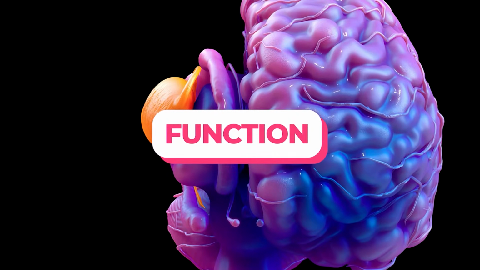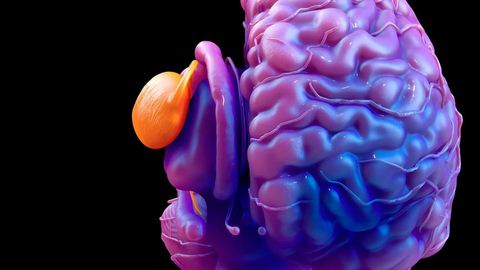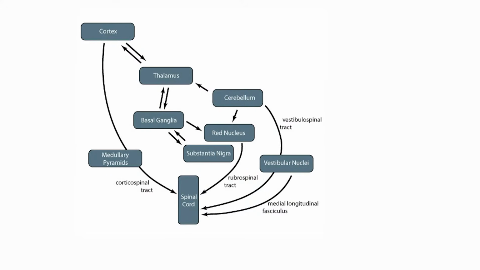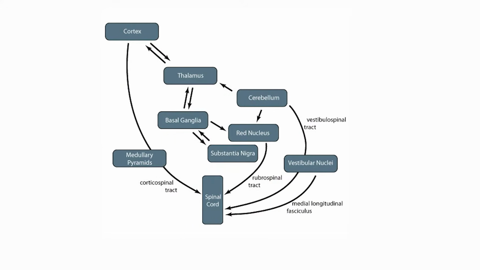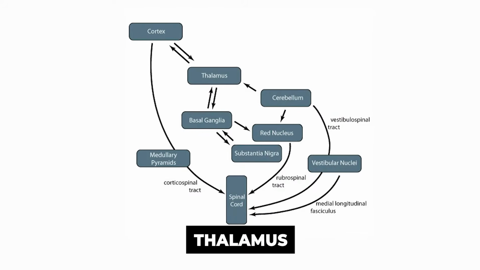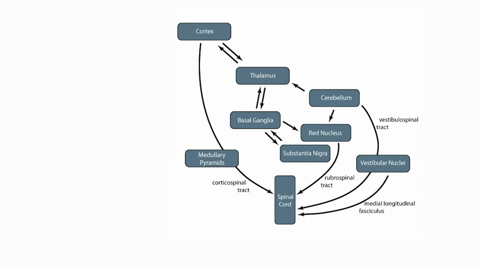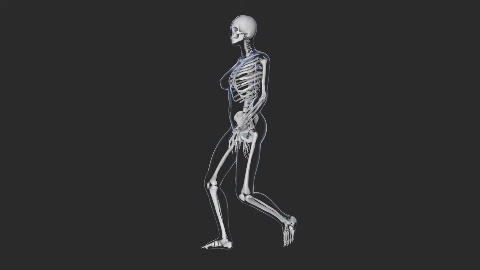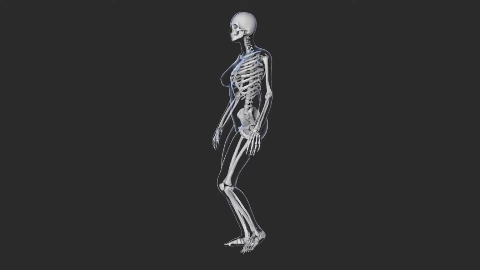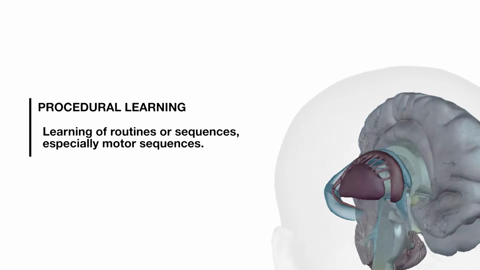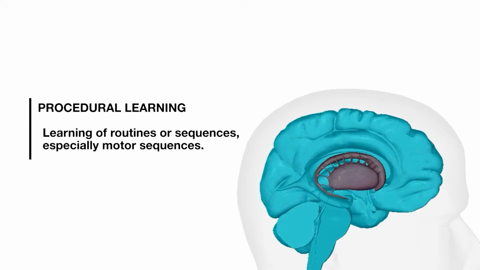Function. The basal ganglia perform several functions, which include motor control. The basal ganglia, in coordination with the cerebral cortex, thalamus, and brainstem, help smooth out and coordinate movements. They're involved in the initiation and termination of movements, ensuring movements are fluid and purposeful. Procedural learning. They play a role in the learning of routines or sequences, especially motor sequences.